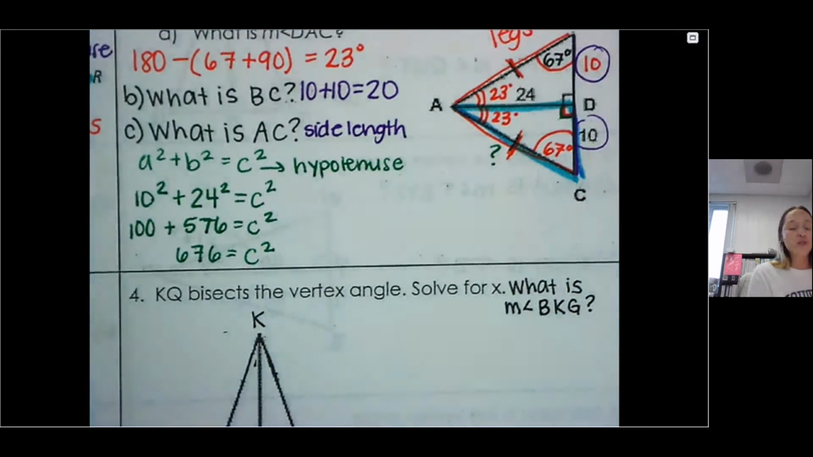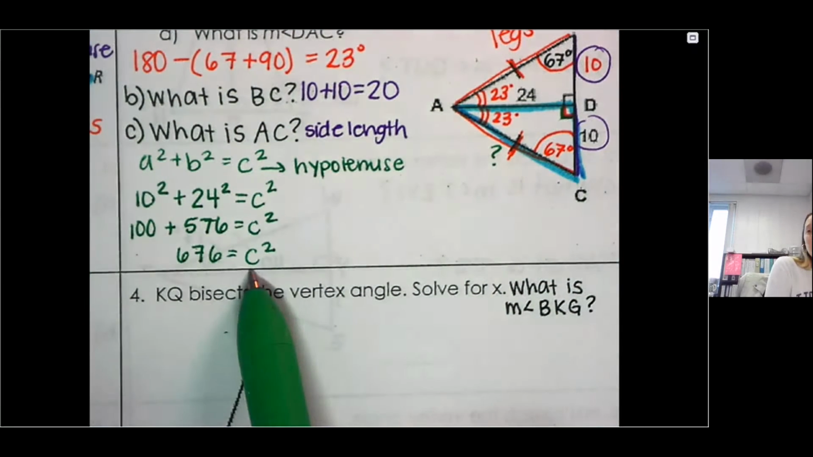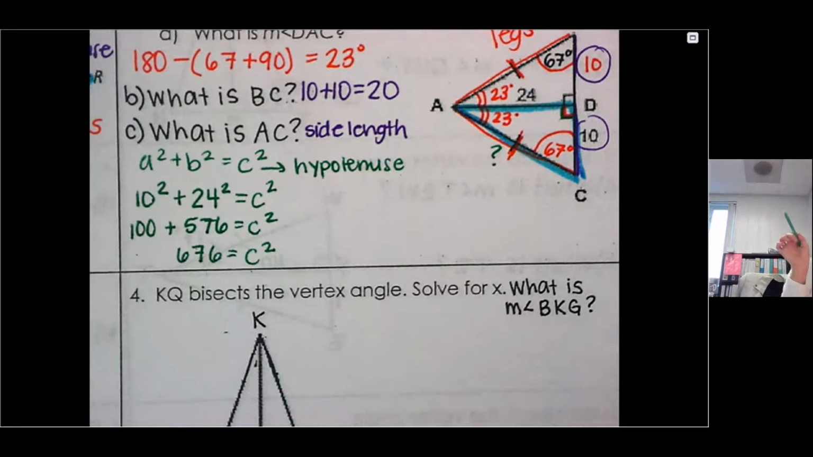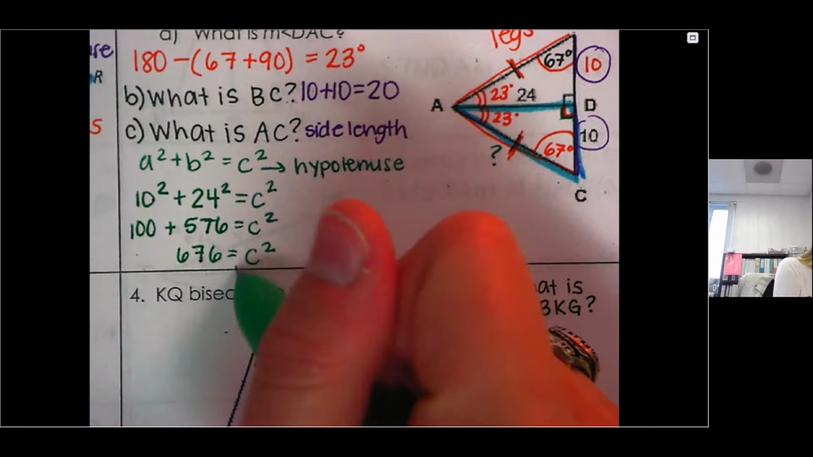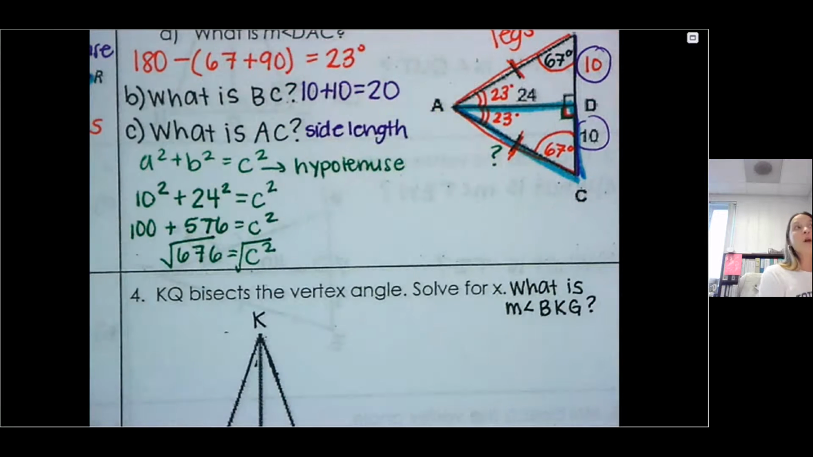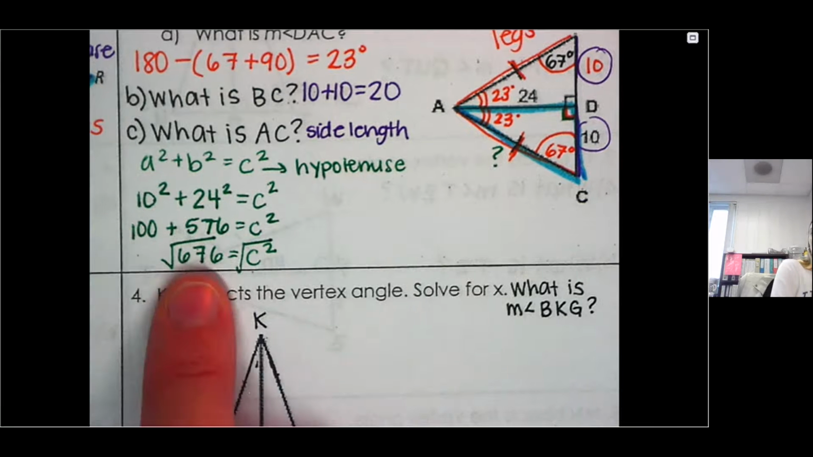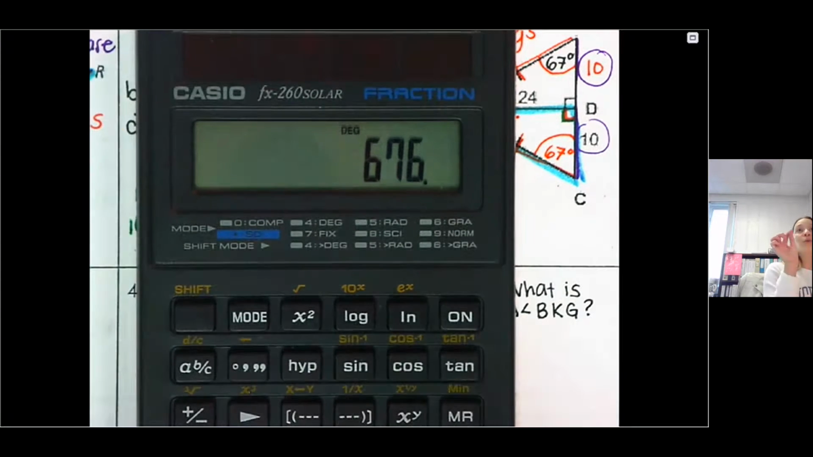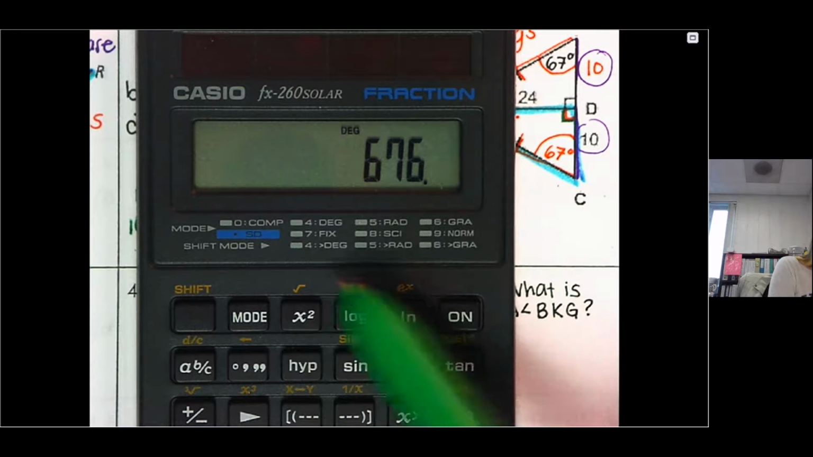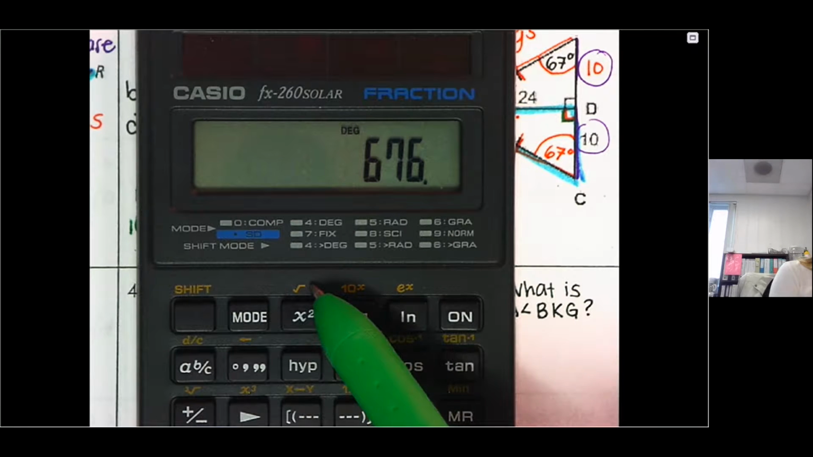But now I need to undo the squared because I don't have the C all by itself. And the opposite of squaring something is square rooting it. Oh my gosh, you guys are so smart. Okay, so now this one you definitely need to also know how to put into your calculator as well. So here's what you do. You put the number in first. Everybody put in 676 into your calculator. And now what you're going to see is because squaring and square roots are the opposite of one another, right above the X squared button, here's the square root button. It's directly above it.